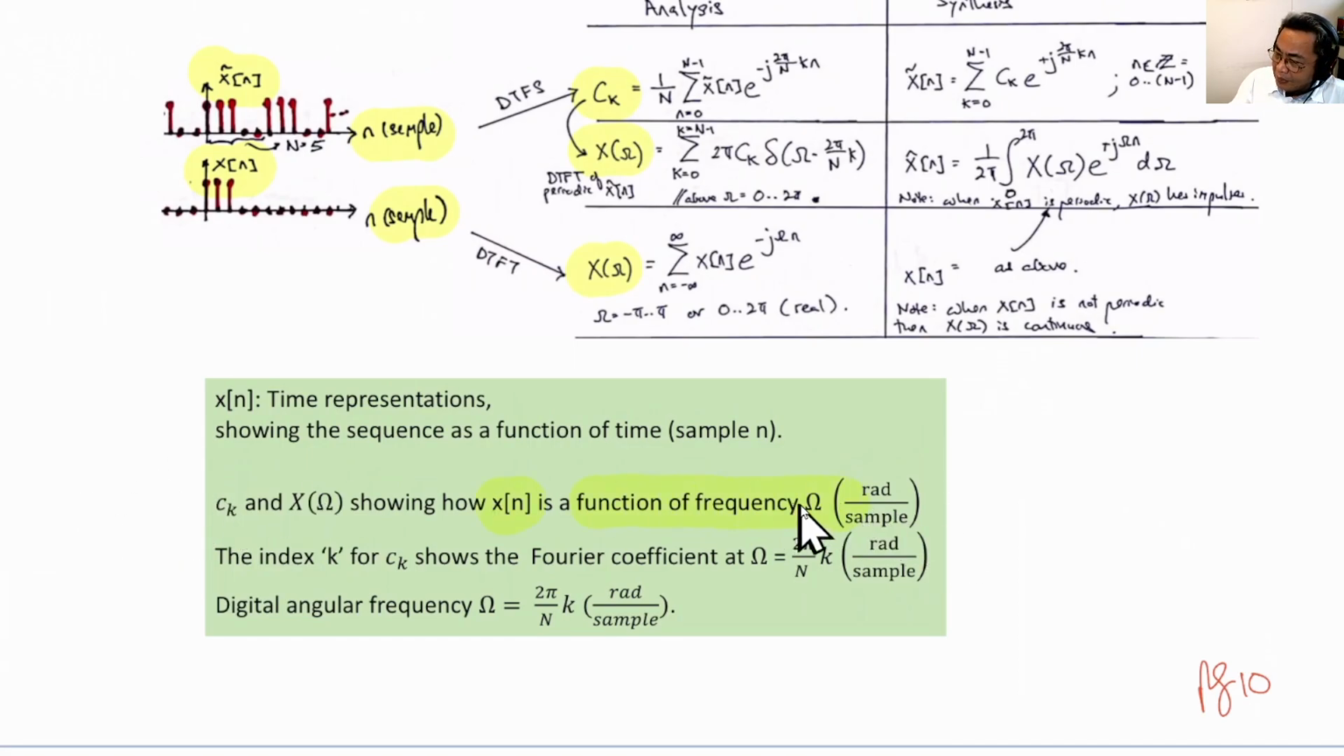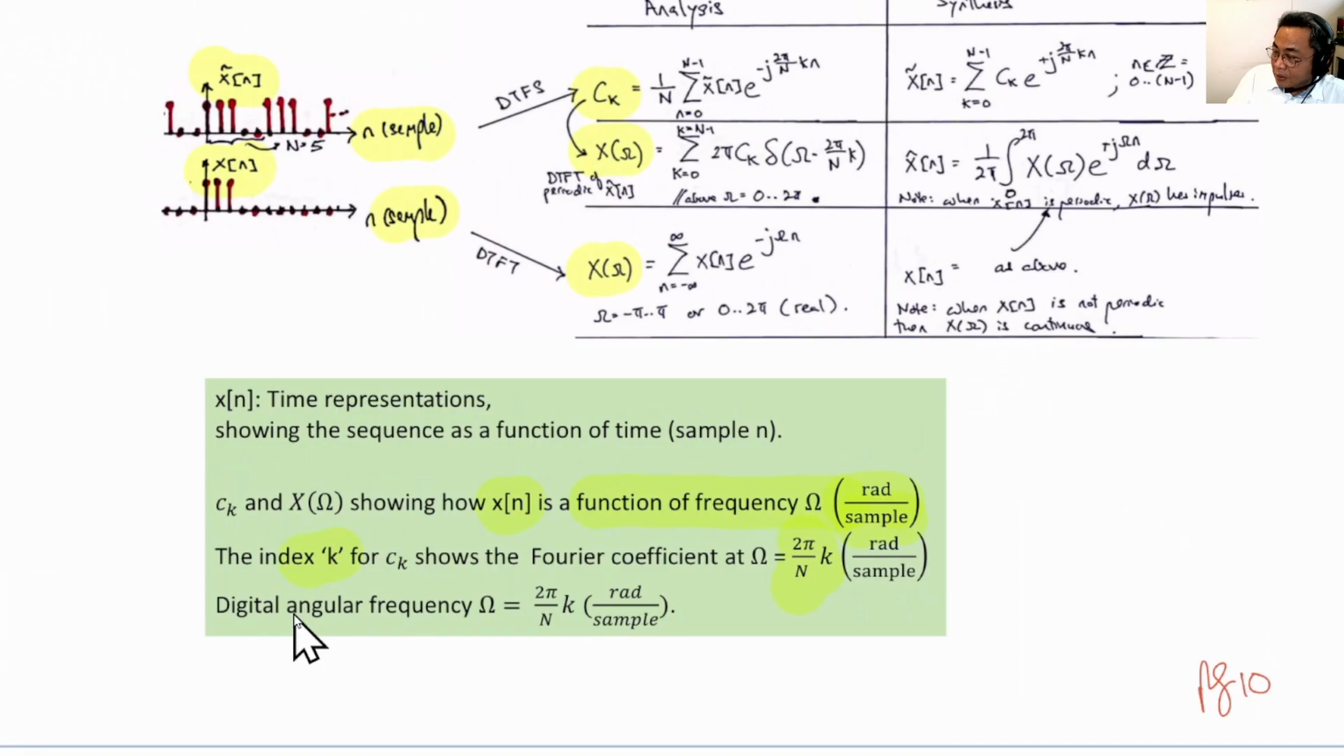Here, the frequency is digital frequency, how many radians per sample. Omega is fine. Omega, you will say that it is really radians per sample. What about c_k? What is the index k? Well, the index k is actually showing the frequency at 2 pi divided by N times k. So k equals 0 means 2 pi divided by N times 0 radians per sample. So that's the relationship of k to omega.